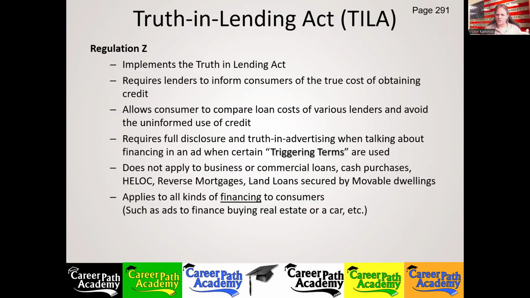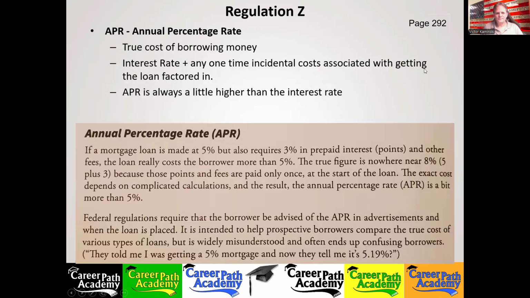You ever see car commercials on TV? You know, when you see a car commercial on TV, if they talk about a monthly payment or a down payment or an interest rate, well, those are triggering terms that would trigger the full disclosure requirement under Regulation Z. Okay.